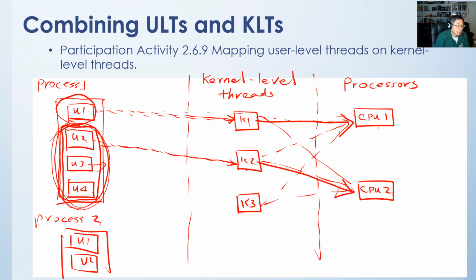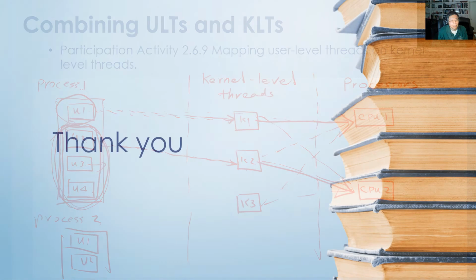So you can dynamically allocate some of the user threads to map to kernel threads, so you can take advantage of multi-threading at the kernel level to a certain extent. That's the trade-off. I think that's pretty much all for this chapter. Thank you.